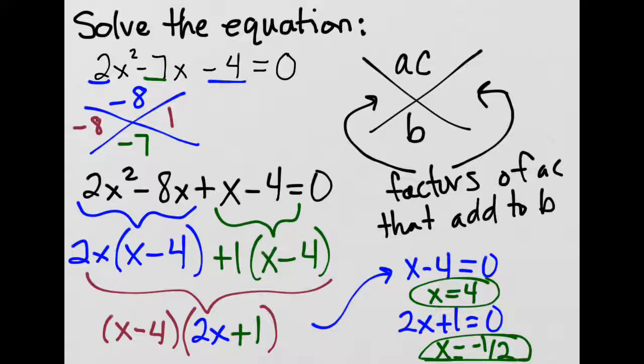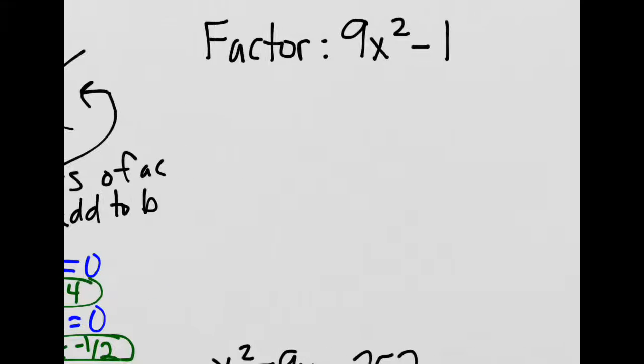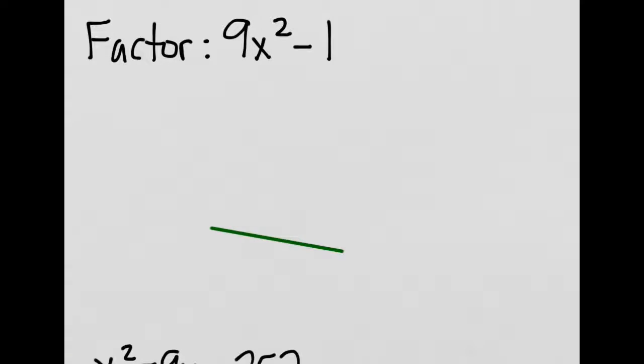Okay, let's go ahead and try factoring another problem. So let's say that we have 9x squared minus 1 and we want to factor this. Let's go ahead and draw our large X. We're going to put A times C on the top. Now A is 9 and C is negative 1.